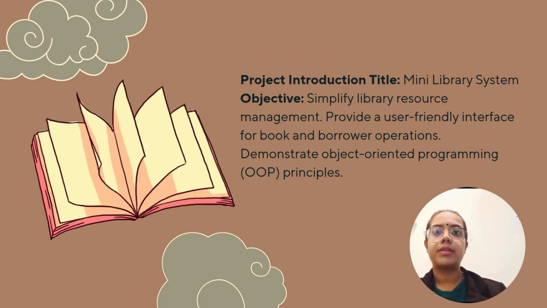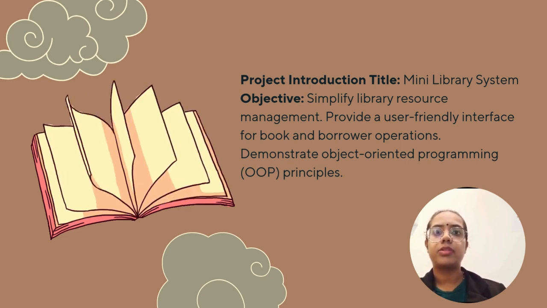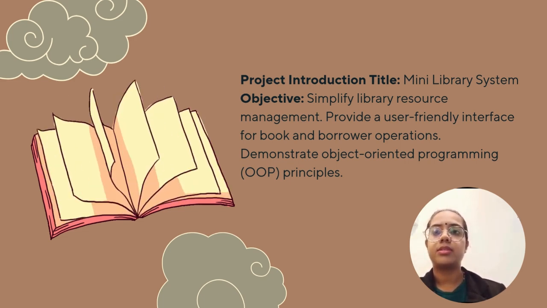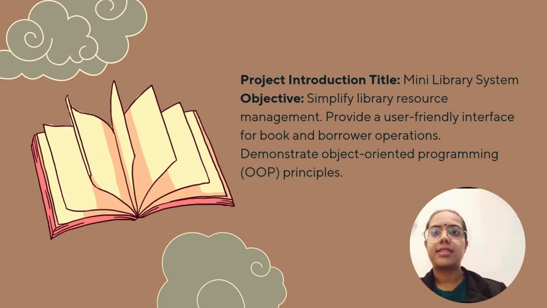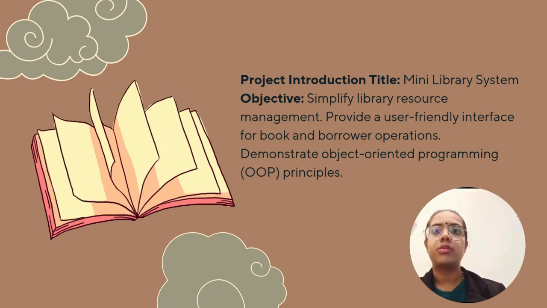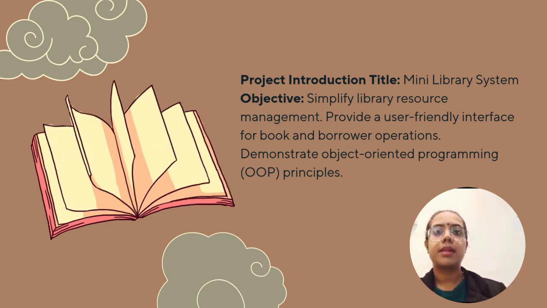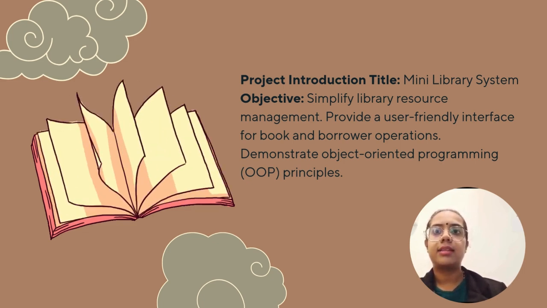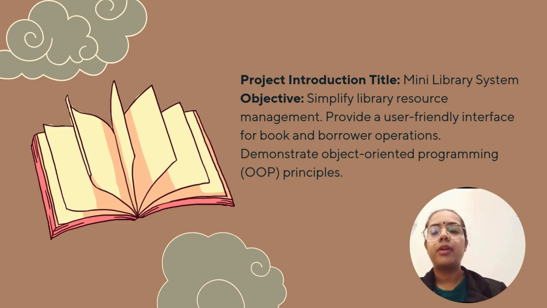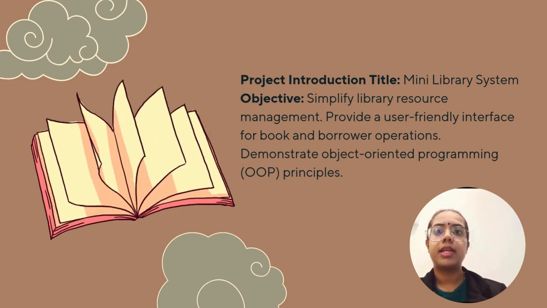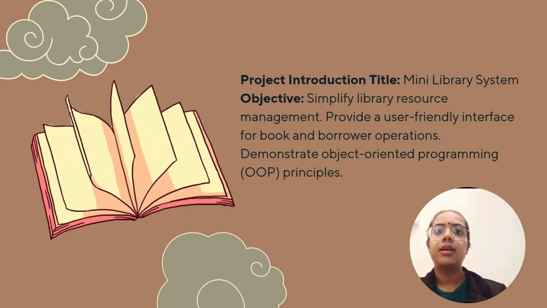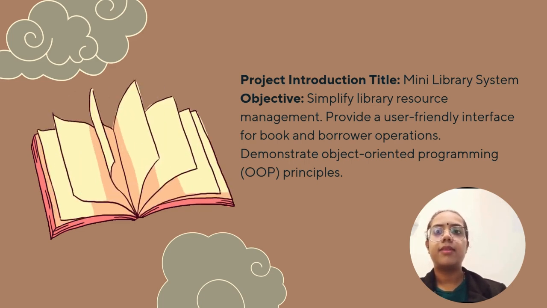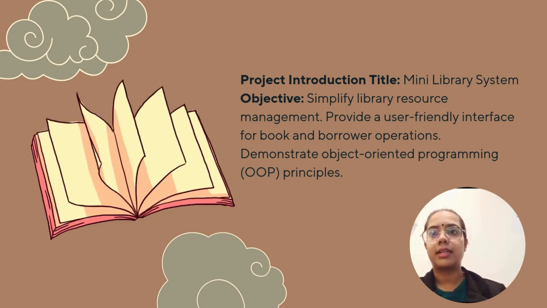From a programming perspective, we apply several object-oriented programming principles. For example, inheritance is used to create specialized subclasses such as fiction and non-fiction, which inherit from the book class. Polymorphism is demonstrated through method overriding, allowing different behaviors for the fiction and non-fiction categories.